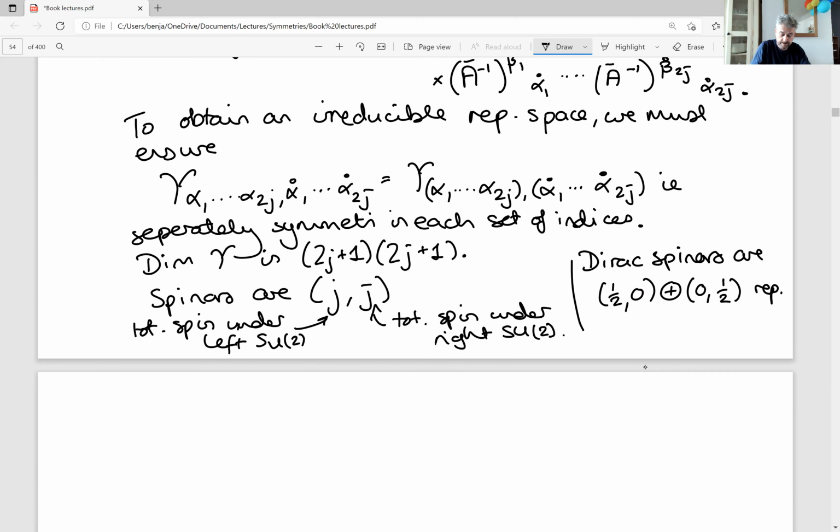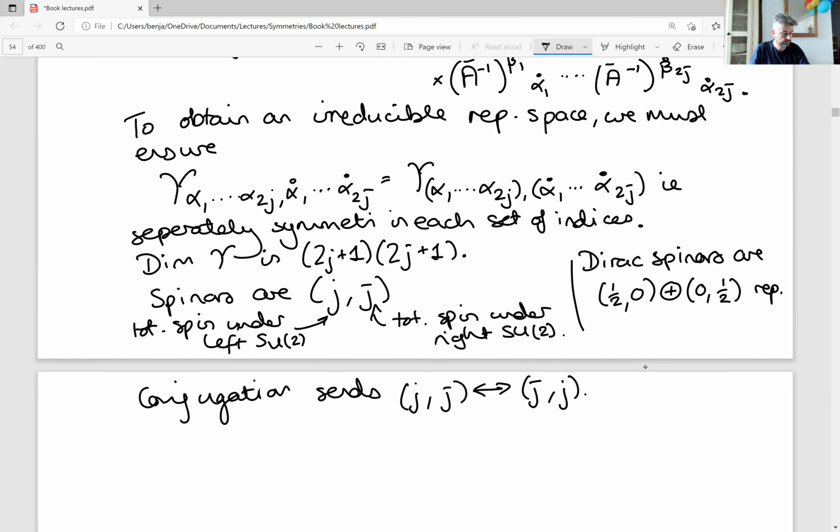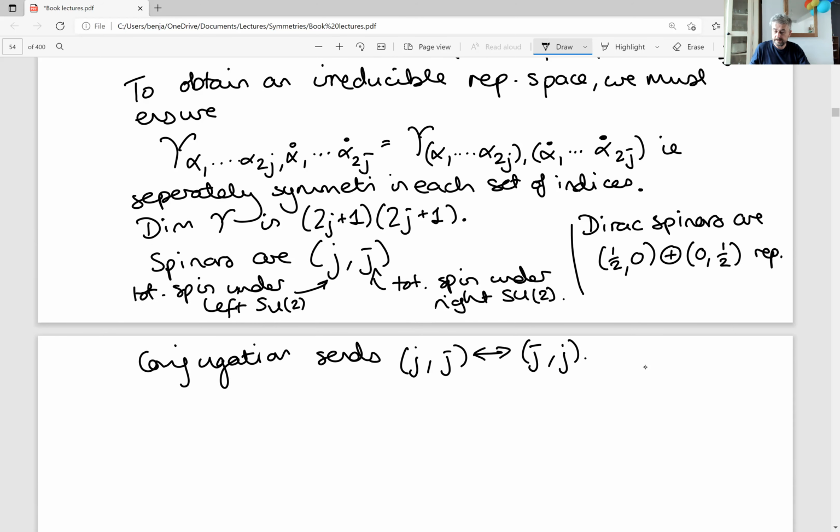So the important thing to notice is that conjugation switches the SU2 lefts and the SU2 rights. So this sends j and j bar to j bar and j. But you can translate this into field theory. You'll learn more about this in the quantum field theory course if you're studying it. But you can take the conjugate of a left-handed spinor and obtain a right-handed one, is what this means.